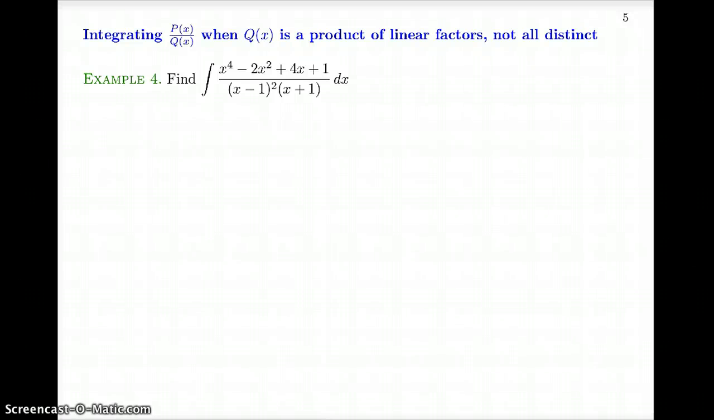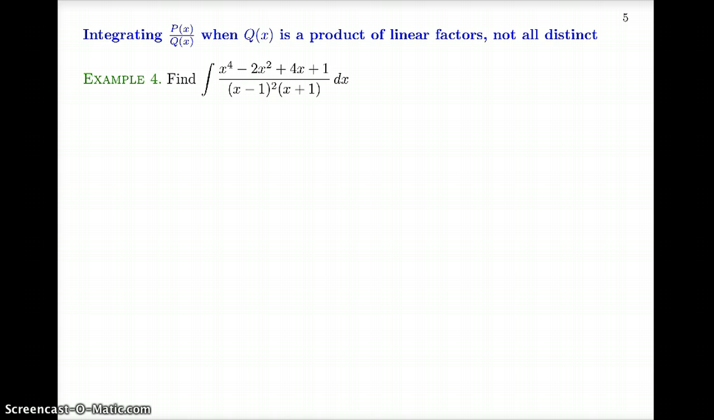Okay, so let's see what happens when the denominator factors, but the factors are not distinct. So in this example, the factors in the denominator are x minus 1 and x plus 1, but x minus 1 appears twice because I've got it squared. Okay? So the setup is a little different in this case. But before I do that, let's notice that the degree in the numerator is 4 and the degree of the denominator is 3. So we must start by doing long division.